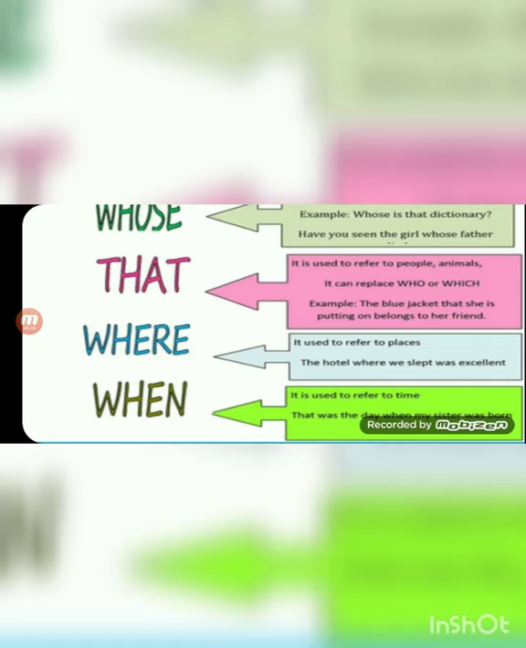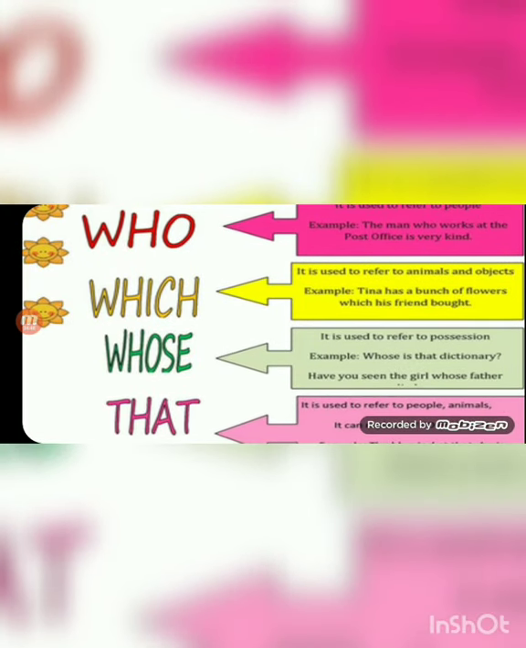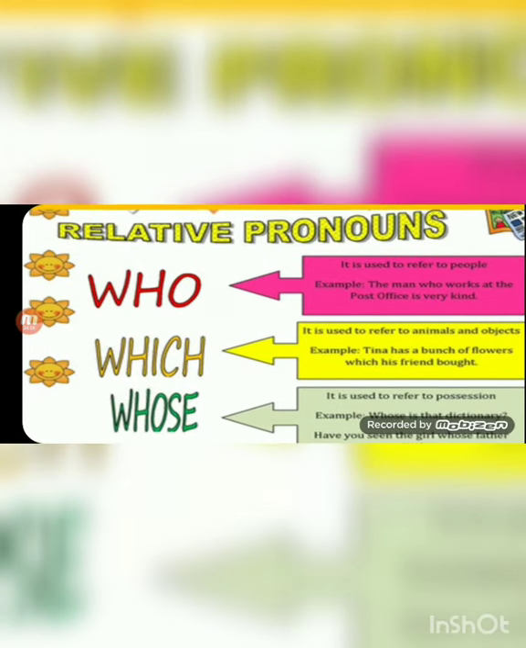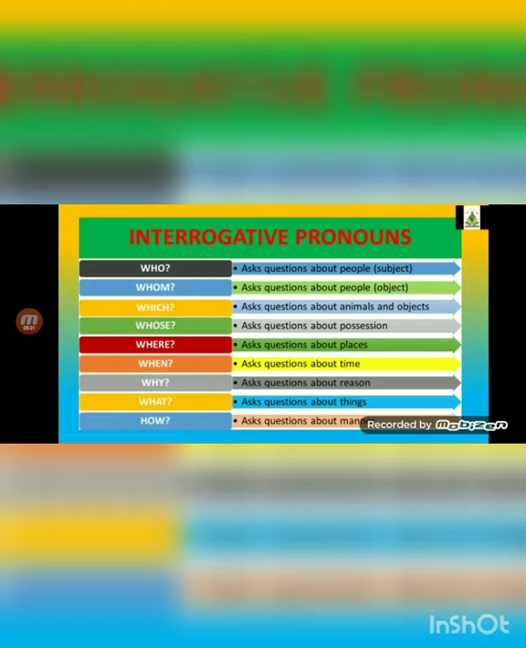So it indicates the time. Where indicates the place, and that refers to people and animals. It can also replace who or which. Whose is used to refer to possession. Which is used to refer to animals and objects. Who is used to refer to people. So children, let us look at our next kind of pronoun.